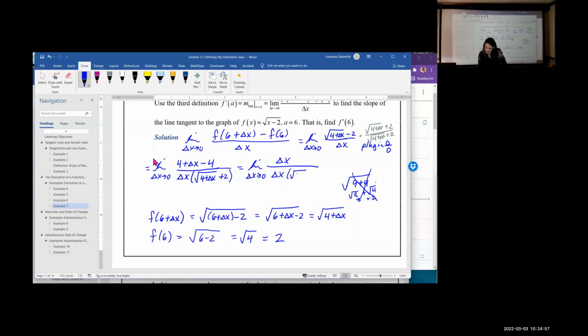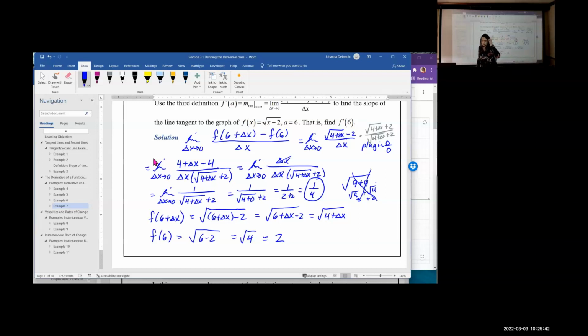I've got a factor that cancels between the numerator and the denominator. That delta x was a hidden factor, and it was causing this 0 over 0. So I can cancel the delta x's, and that leaves me with the limit as delta x goes to 0 of 1 divided by the square root of 4 plus delta x plus 2. And now I can plug in again. So I get 1 over the square root of 4 plus 0 plus 2, which is 1 over 2 plus 2, which is 1/4.